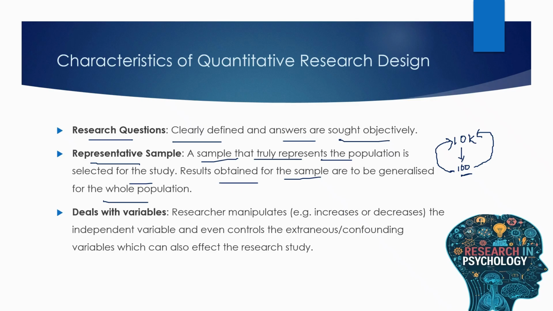Then thirdly, it deals with variables. The researcher manipulates, meaning increases or decreases, the independent variable. We know that this is the variable that is manipulated by the researcher. And the researcher can even control the extraneous or confounding variables which can also affect the research study. So quantitative research design has all sorts of variables which can be manipulated or controlled.